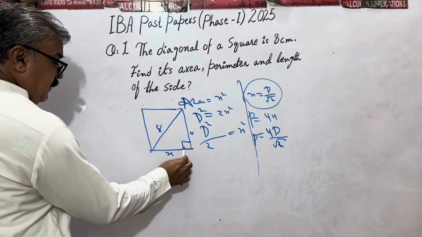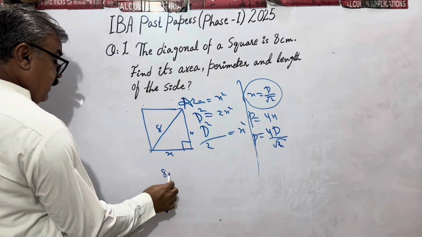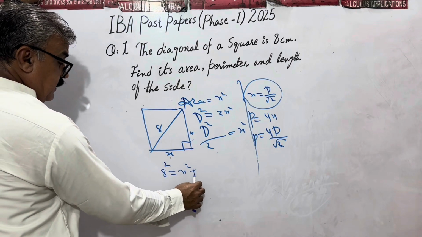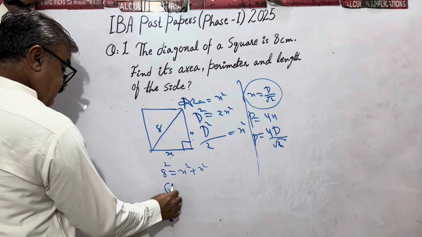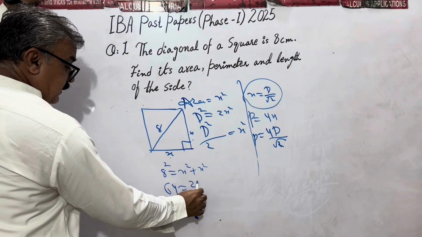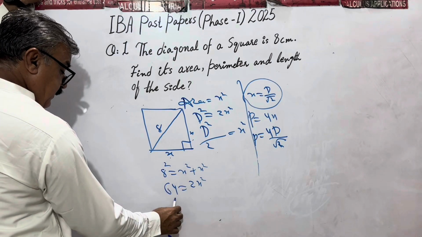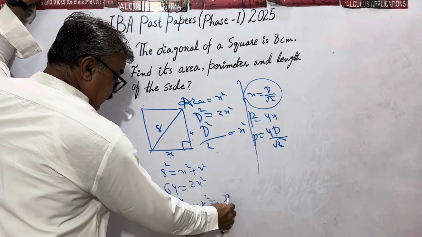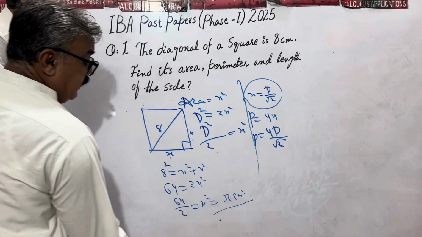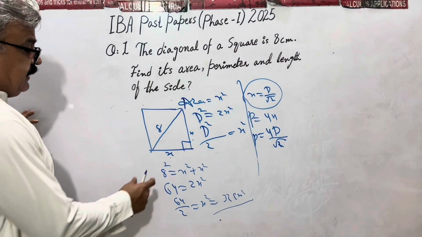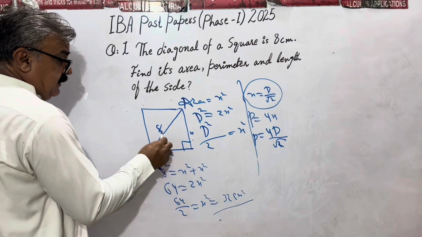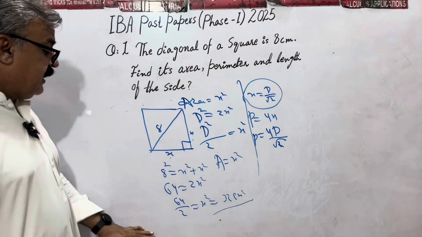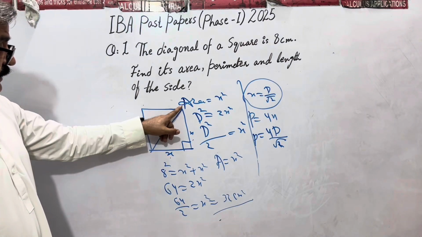Applying the Pythagoras theorem, opposite to 90 is our hypotenuse. 8 square is equal to base square plus perpendicular square, x square plus x square. 8 square means 64, that is 2x square. Dividing by 2, 64 divided by 2 is equal to x square. It is equal to 32 centimeter square. And our area, in that case, as length and width are both equal, is x square. That we have generated utilizing the diagonal.